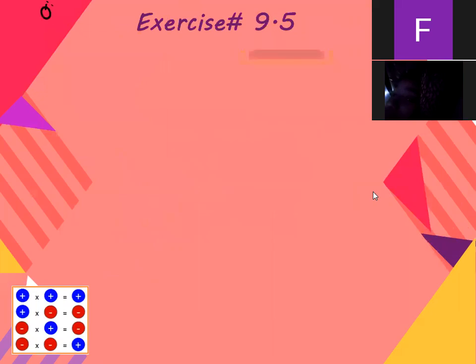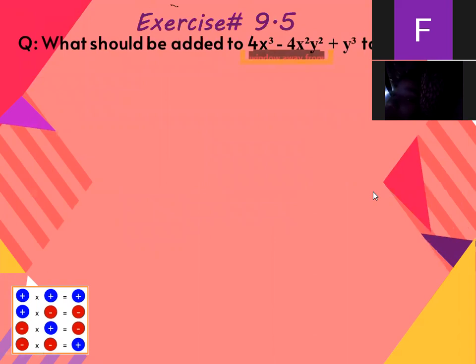Again from exercise number 9.5, and again you have the question: what should be added to this term to make the sum 9x cubed plus 3x squared y squared plus y cubed. So this is your first term, this is your answer, means you are going to get the answer. Okay, so what should be added to this term, means what you are going to add in this term, that your answer should be this one.